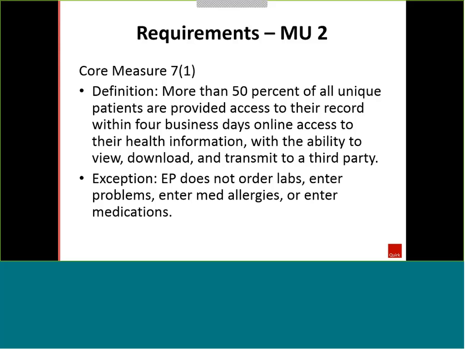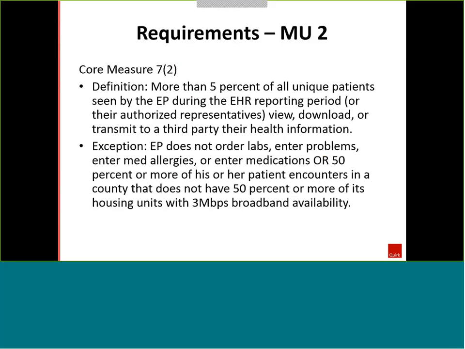So that's 7.1. 7.2, another subset, says 5% of your unique patients have to get in and interact with the system. Again, there are a lot of questions on what that means, so I'm going to show you one more slide that better defines that. But this is basically saying, okay, 50% of your people got enrolled, but then 5% have to actively get in there, view, download their information, or transmit it to a third party.